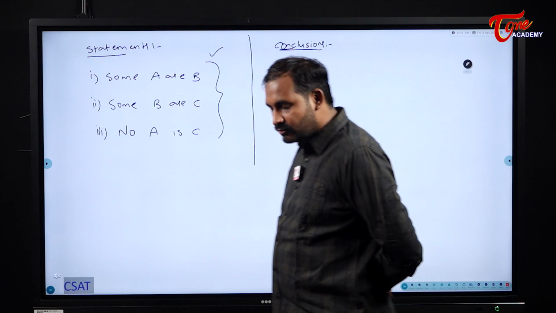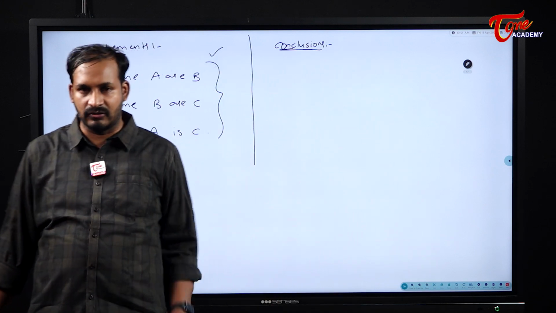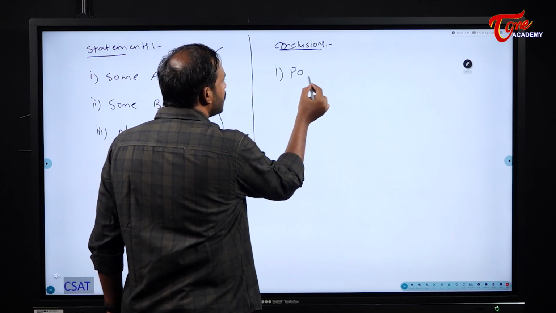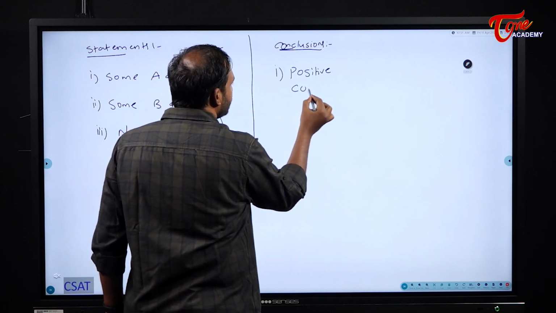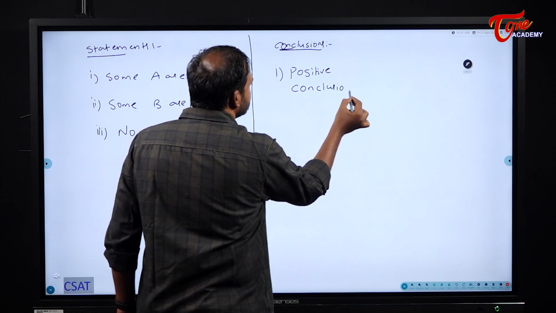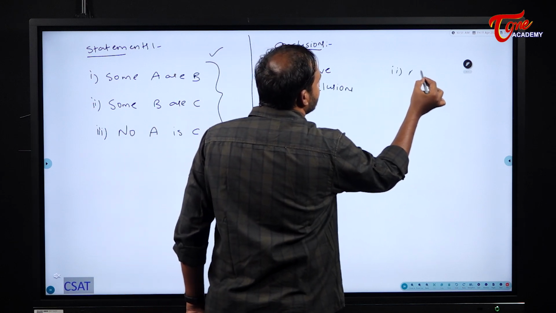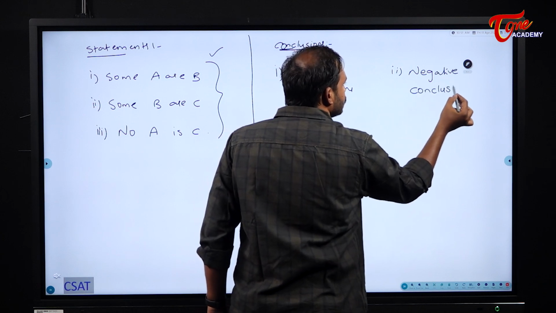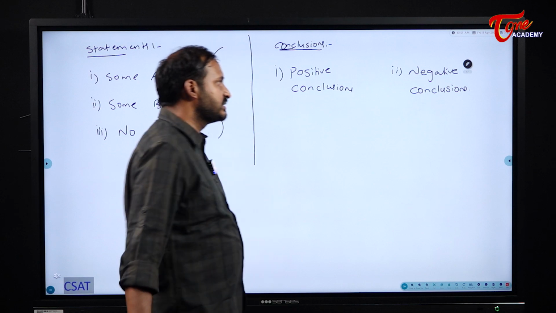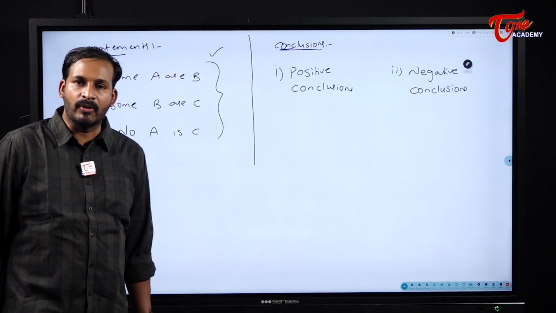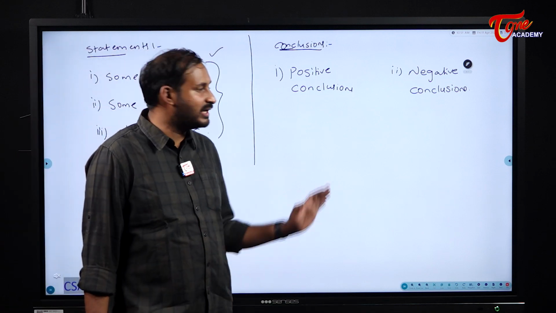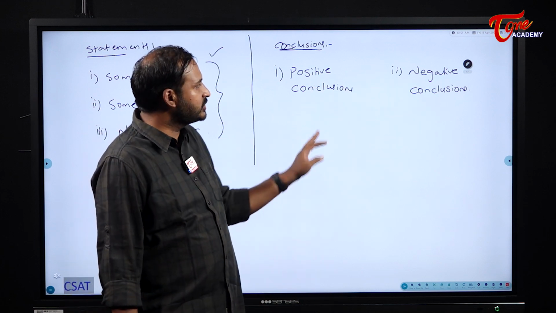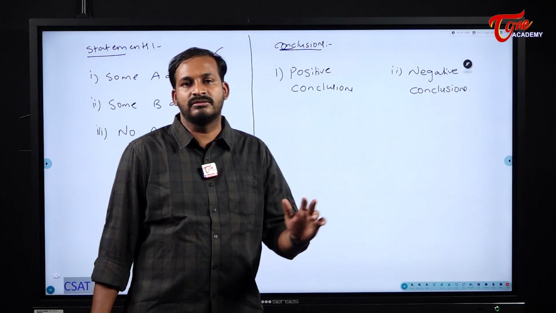When it comes to conclusions, students, we will have two types of conclusions. The first type is positive conclusions, and the second type is negative conclusions. We should understand what are called positive conclusions, and we will deal separately with positive conclusions as well as negative conclusions. How we deal with them, we will see now.